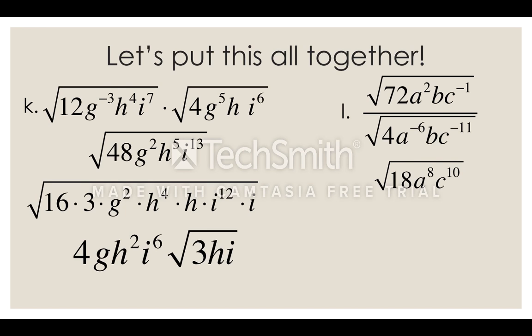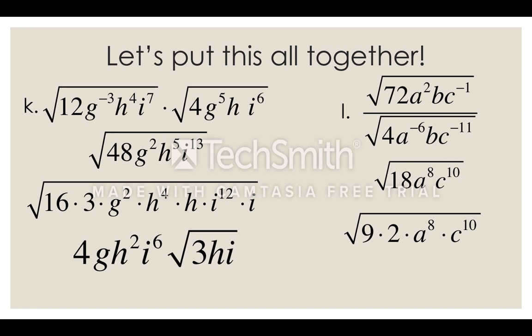And so the b's go away. And then c to the negative 1 divided by c to the negative 11th, you take negative 1 minus negative 11. So negative 1 plus 11, which is 10. So right now we have square root of 18 times a to the 8th, c to the 10th, and now we can simplify this. The largest perfect square that goes into 18 is 9. So we have 9 times 2. And then a and c both have even exponents, so we're just going to bring them on down.